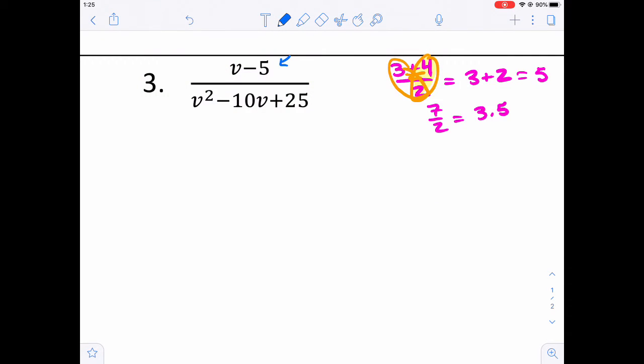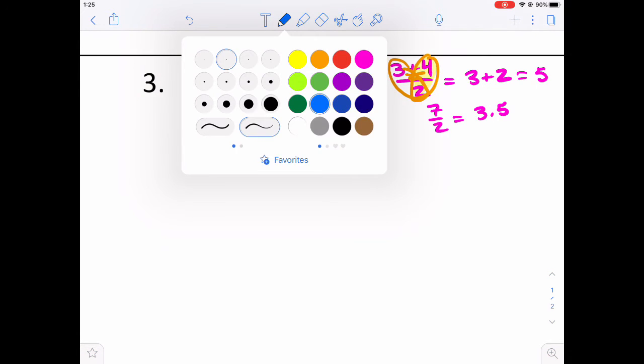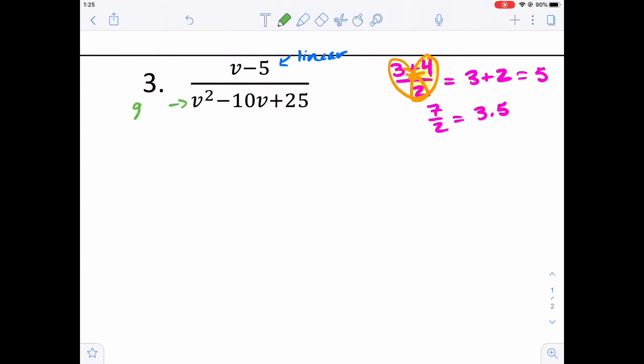So our numerator is linear and it has no GCF, so we can't do anything. Here we have a quadratic with the leading coefficient of 1, so let's factor. We're looking for factors of 25 that add up to negative 10. So we get negative 5 and negative 5. So factored out, we'd have v minus 5 on top. In the bottom, we have v minus 5 and v minus 5.